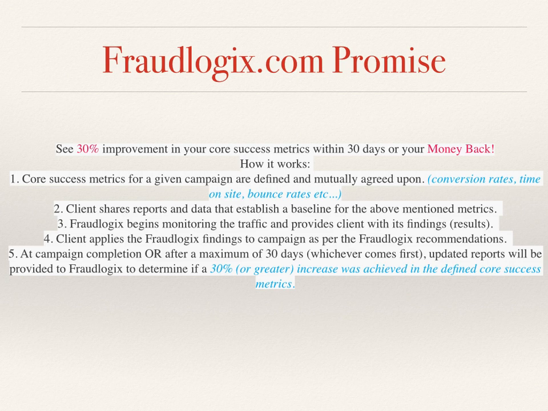Number 2, your client shares reports and data that establish a baseline for the above-mentioned matrix. Number 3, FraudLogic begins monitoring the traffic and provides the client with a finding, a result. Number 4, the client applies the FraudLogic findings to campaigns as per the FraudLogic recommendations. And then at campaign completion, or a maximum of 30 days, whichever comes first, the updated report will be provided to FraudLogic to determine if a 30% or greater increase was achieved in the defined core success matrix.